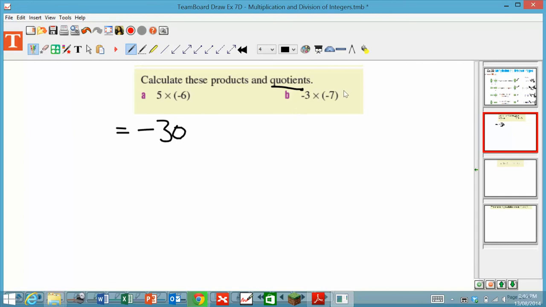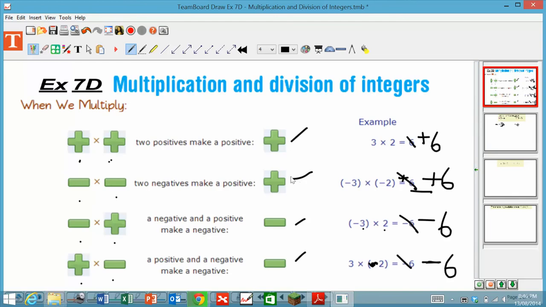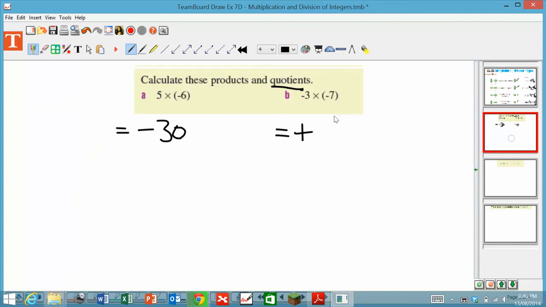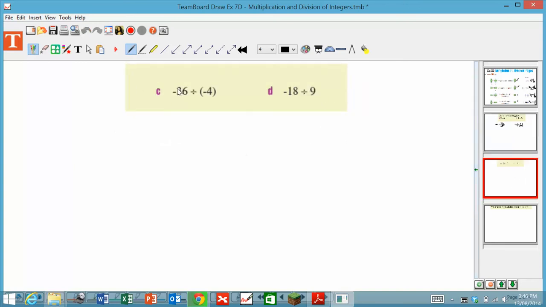It's that simple. Here, a negative and a negative means I'm going to end up with a positive answer. Two negatives, if they're the same, always positive. So if the signs are the same, positive. If the signs are different, negative. Then I just say 3 times 7, which is 21. So I end up with a positive 21. Here we've got division this time, so negative 36 divided by negative 4. Two negatives give me a positive, and then 36 divided by 4 is 9.